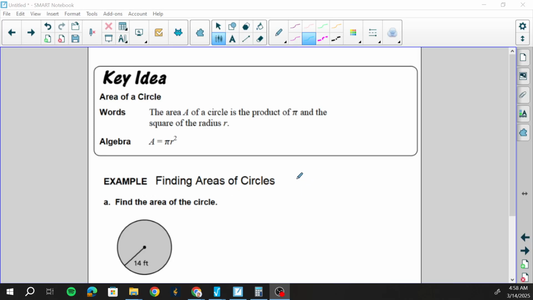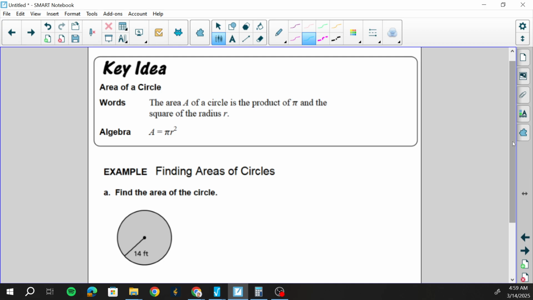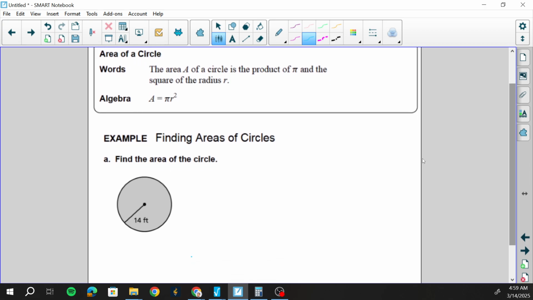We are finding the area of a circle. The area of a circle is the product of pi and the square of the radius r. In the other video that is on Schoology, you will find out why this is the case. However, I'm just trying to show you how to use this formula in this video here. So, to find the area of the circle, we use area equals pi r squared.